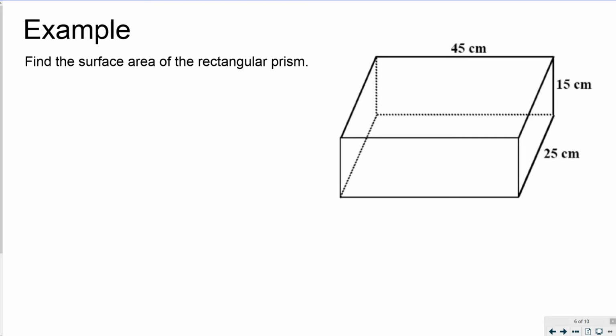So let's get started on some examples. Find the surface area of the rectangular prism. So I'm going to use the formula.